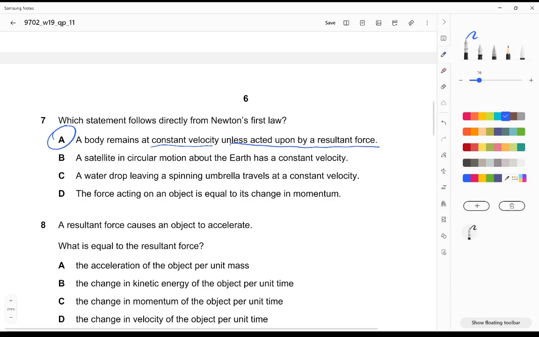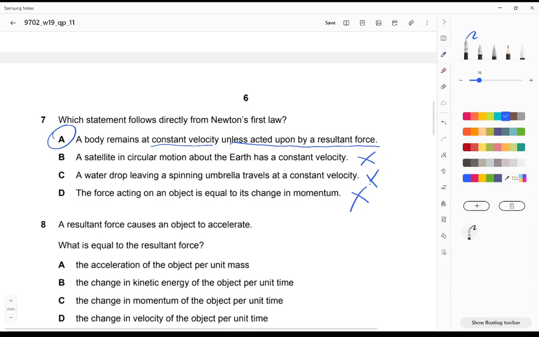A satellite in circular motion about the Earth has a constant velocity, so that cannot be from Newton's first law. A water drop leaving a spinning umbrella travels at a constant velocity, so that is also not a part of the first law. The force acting on an object is equal to its change in momentum. That is actually Newton's second law. So this cannot be the right answer. So this must be wrong as well. So A is the only one left.